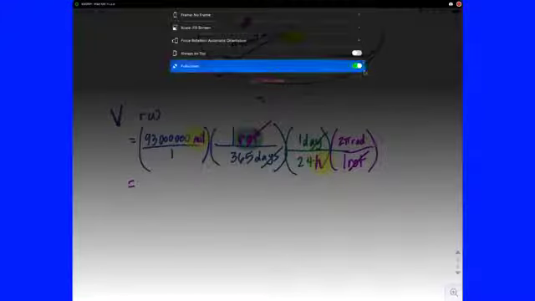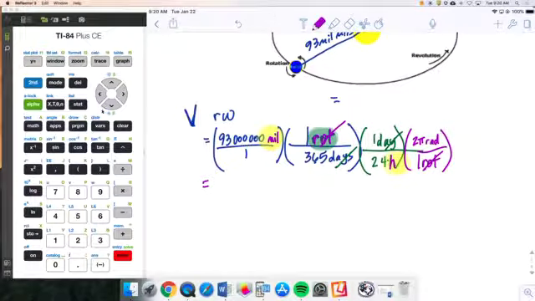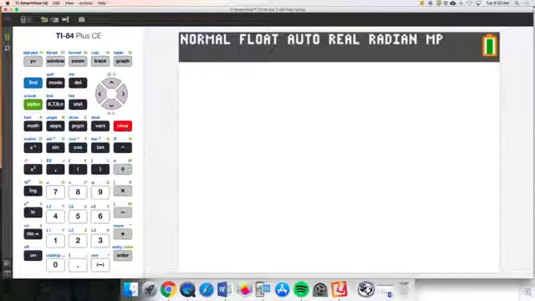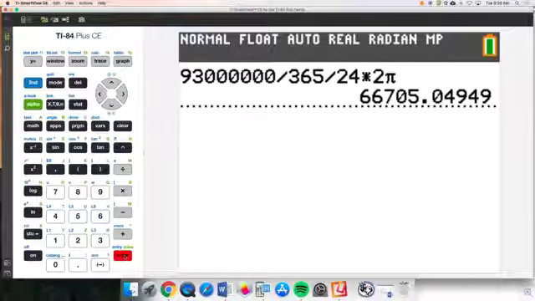All right, let's type it in. Now we flush. Okay. 93 million. 93. And here we go. Let's polka. 1, 2, 3. 1, 2, 3. Or you can waltz if you want to go slower. 93 million, and then divided by 365, divided by 24, times 2 pi.